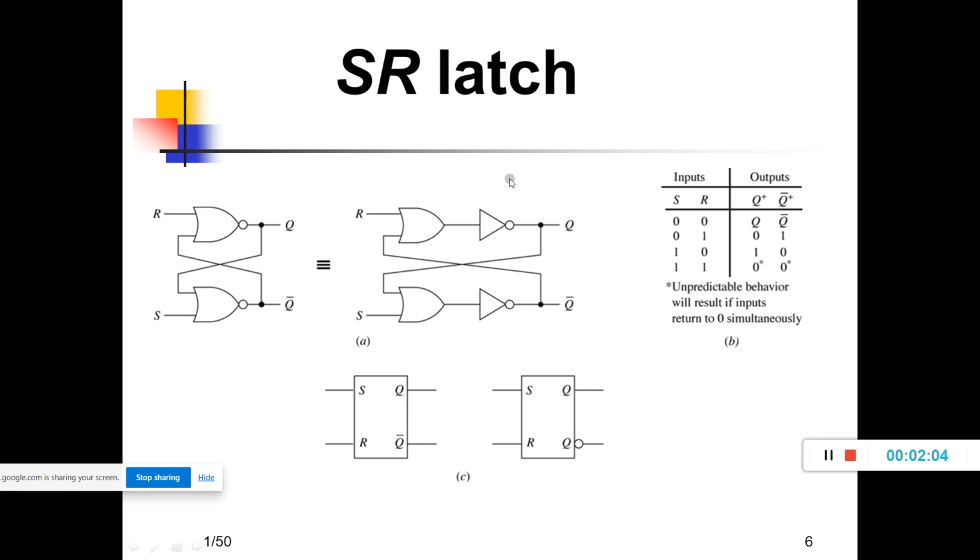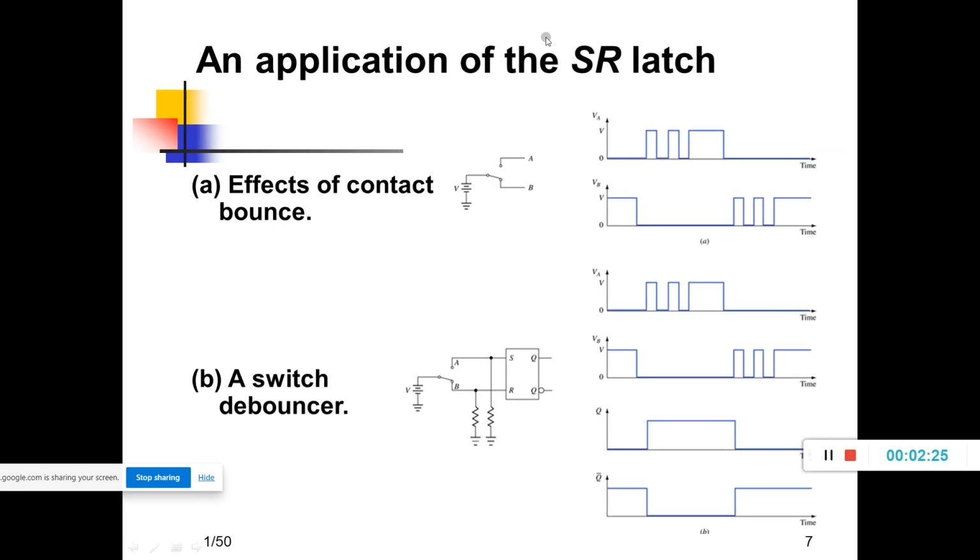The application of the SR latch is a switch debouncer. How do you use the SR latch? Where is the application of the SR latch? In our syllabus we have an application of the SR latch, that is a switch debouncer. The first figure shows the effect of contact bounce. These waveforms are the effect of the contact bounce, and this is a switch debouncer.